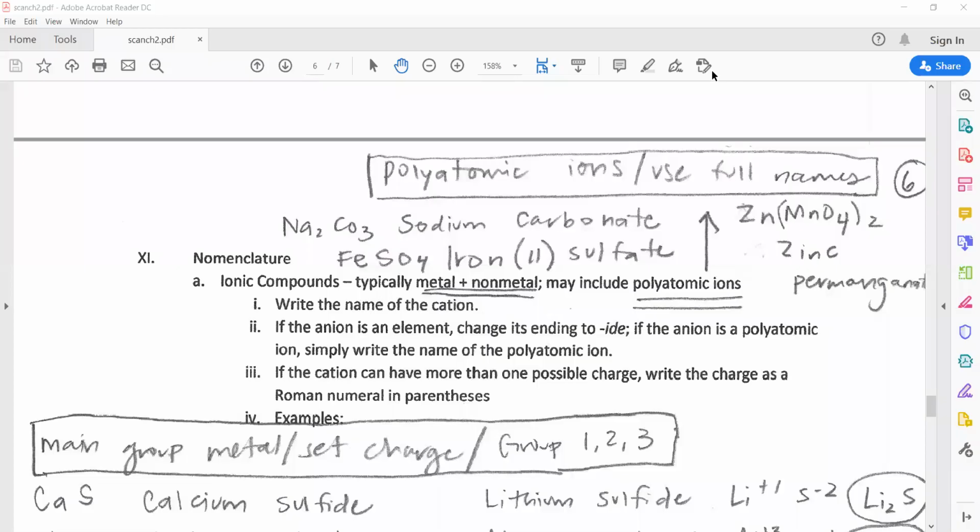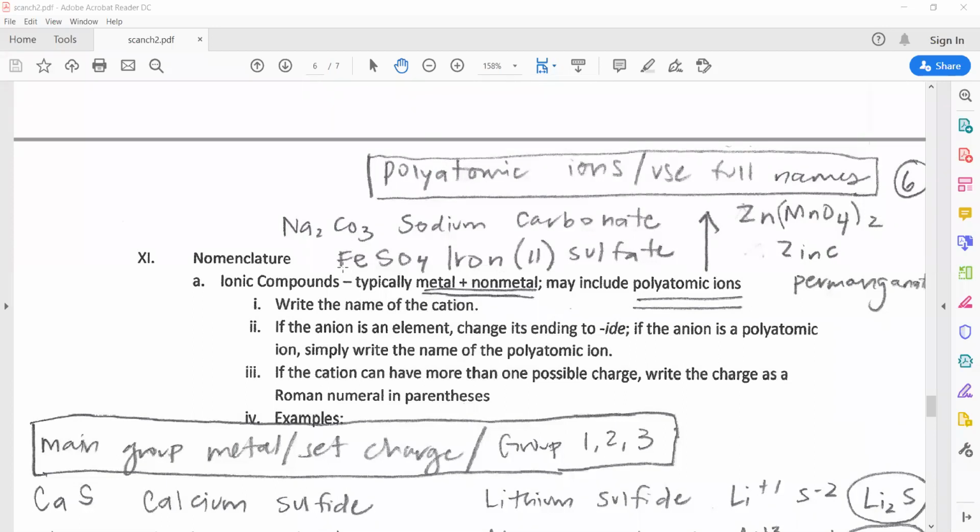The way you will know if you're an ionic compound is that you will be made up of a metal and a nonmetal. You could be polyatomic ions too, but the key is to look at the first part of a compound. If the first element in a compound is a metal, then you are automatically an ionic compound. If you are just two nonmetals, then that's going to be a molecular compound. And then the third option is if you start with an H, you're an acid.